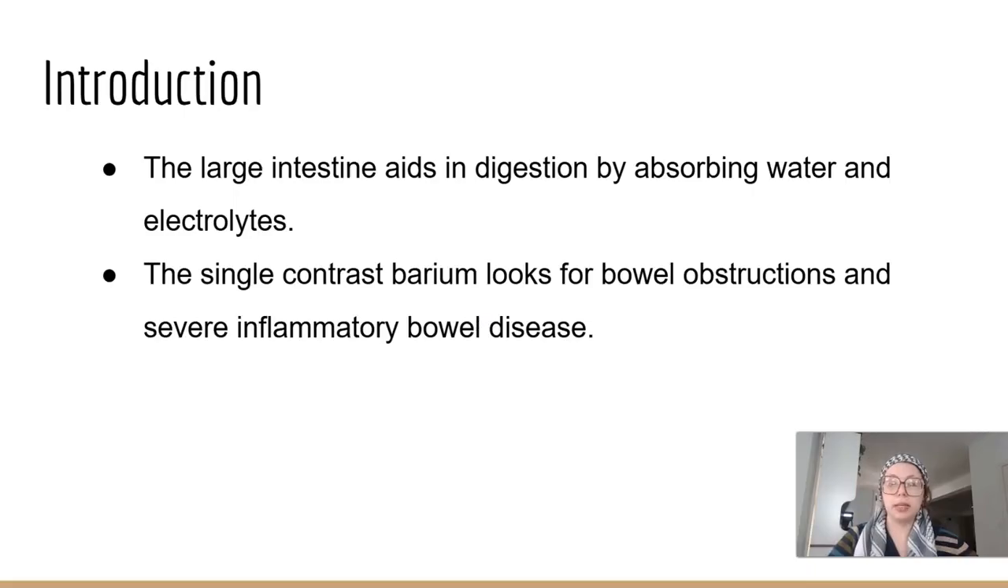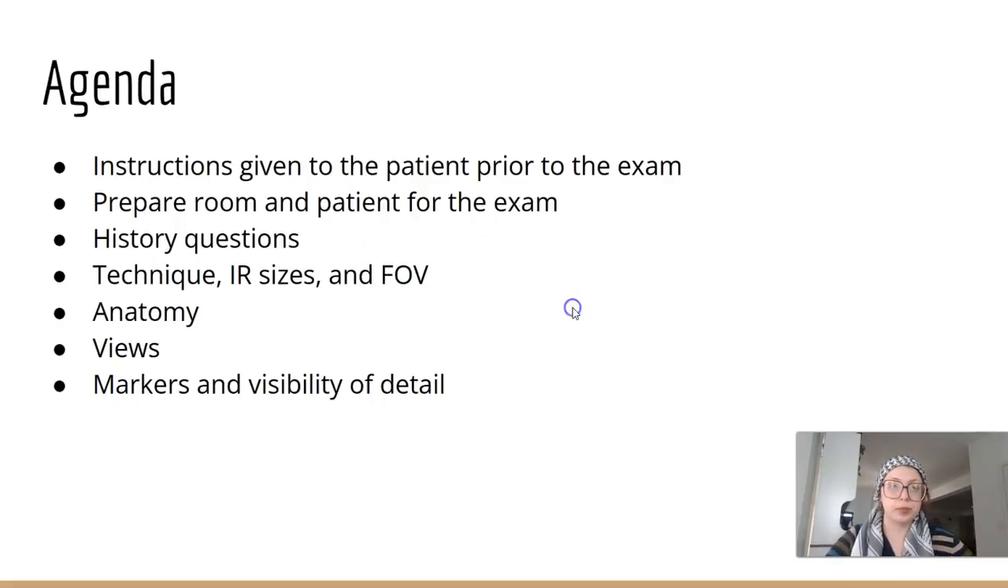So the barium enema is to look at the large intestines. The large intestines aid in digestion. They do that by absorbing water and electrolytes, turning it into waste. The single contrast barium looks for bowel obstructions and severe inflammatory bowel disease.